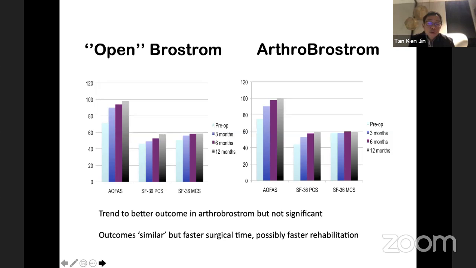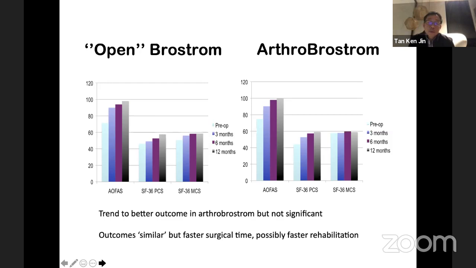We found that the results of the arthro-Brostrom were at least equal to the open Brostrom. So the outcomes were at least similar, but the arthroscopic technique, once you're used to it, was associated with a slightly faster surgical time and possibly faster rehabilitation.